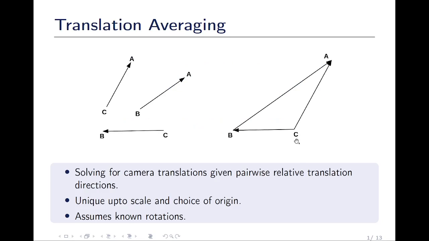Translation averaging is the problem of solving camera translations given pairwise relative directions. Due to the nature of input, the solution is defined only up to scale and the choice of origin. It also assumes known rotations so that all the directions can be placed onto the common coordinate frame of reference.